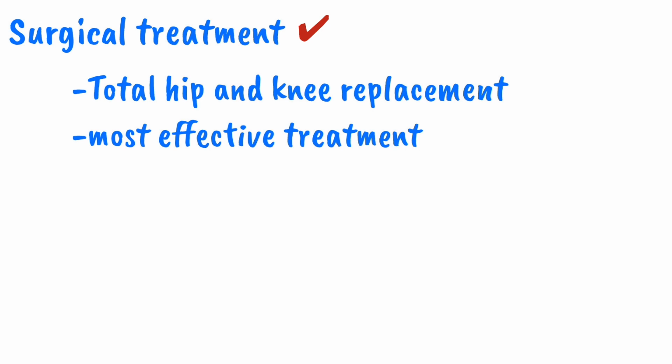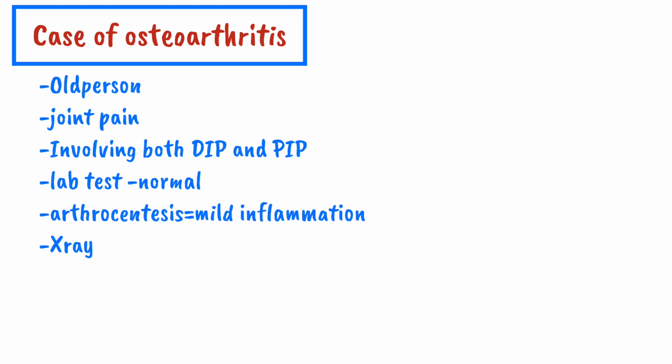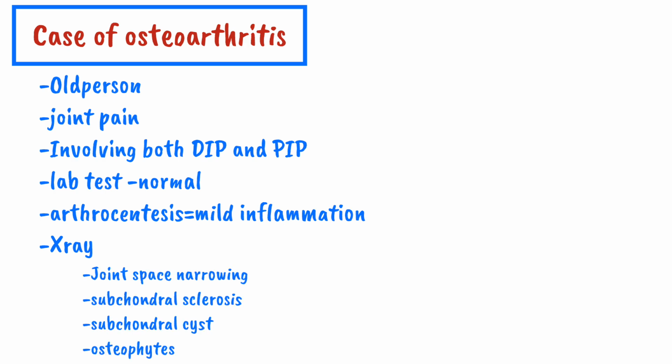So how will a typical case of osteoarthritis be presented in a board question and in clinic? It will be an old person having joint pain. It will involve both the PIP joint and the DIP joint. The lab tests will be normal, or on arthrocentesis there will be a normal finding, except for a mild inflammatory finding. On X-ray there will be joint space narrowing, subchondral cyst, subchondral sclerosis, and osteophyte formation.